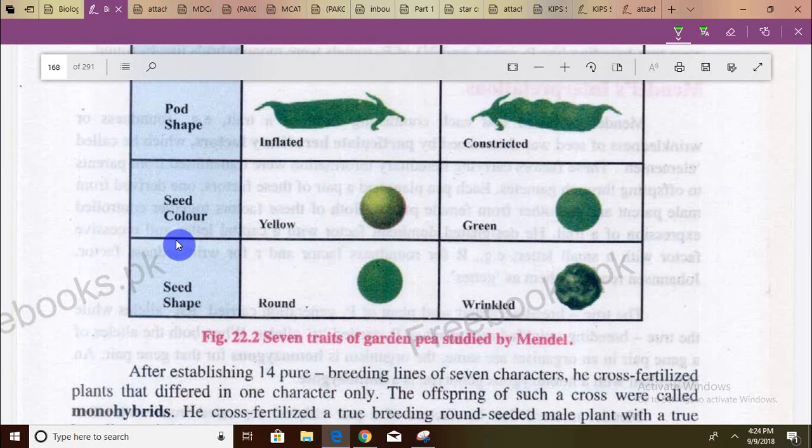So basically 14 pure breeding lines of 7 characters. 14 because there were 14 alleles or 14 contrasting traits. 14 pure breeding lines of 7 characters.